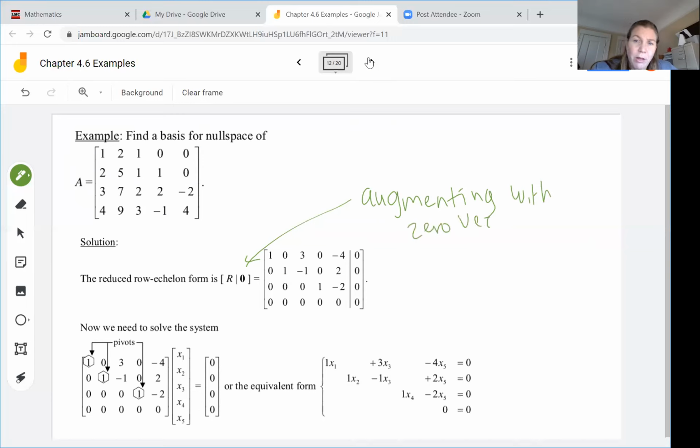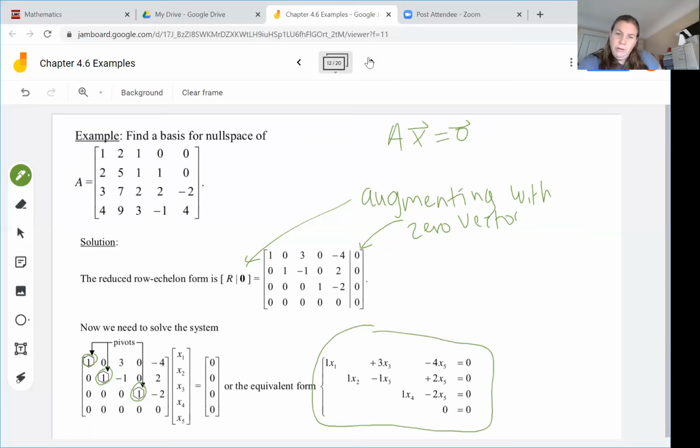And so that last column of our augmented matrix corresponds with the 0 vector, because we're solving Ax equals 0. And x is a vector, so if you want to put the vector symbols above x and 0 when you're writing by hand, that's fine. It's also not necessary. Okay, so now we need to solve the system. Here are our pivots. And if we multiply by the x1 through x5 values, then we get this equivalent system of equations to solve.